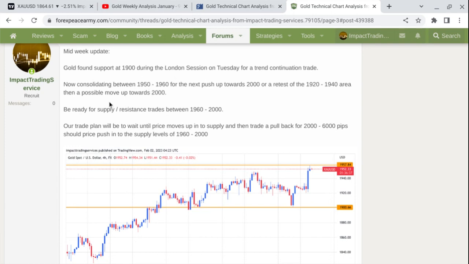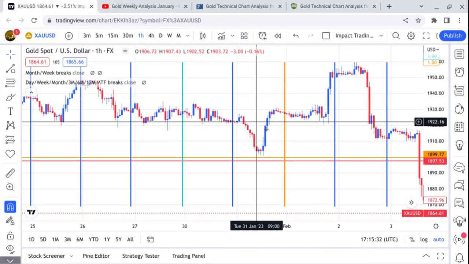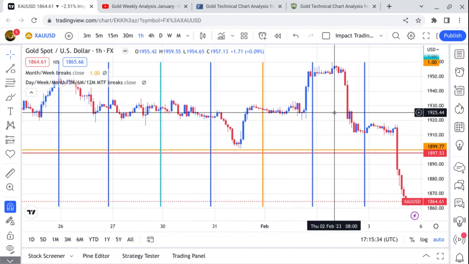Our trade plan will be to wait until price pushes into the 1960 area, 1960-2000 area, because we didn't know if price wanted to break 1960, but we knew we were at an area where there was a lot of supply and a lot of resistance. And then we wanted to wait to see what price was going to do with price action confirmation. And then we were planning for a pullback of 2,000 to 6,000 pips. All right, let's go see what price did when price entered that area.